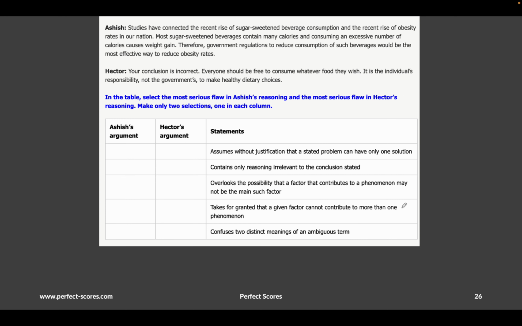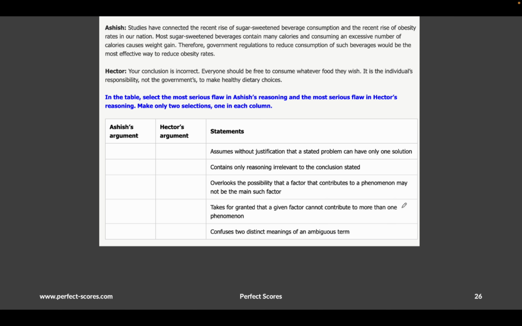So this question, again, looks like a verbal question, with no regard to numbers here. What you can do is pause the video and try to answer the question yourself. So this question says, you've got Ashish, and he says, studies have connected the recent rise of beverage consumption and the rise of obesity. So you've got 2 variables here, again a research related question. The beverages contain a lot of calories, and they consume an excessive number of calories that causes weight gain.